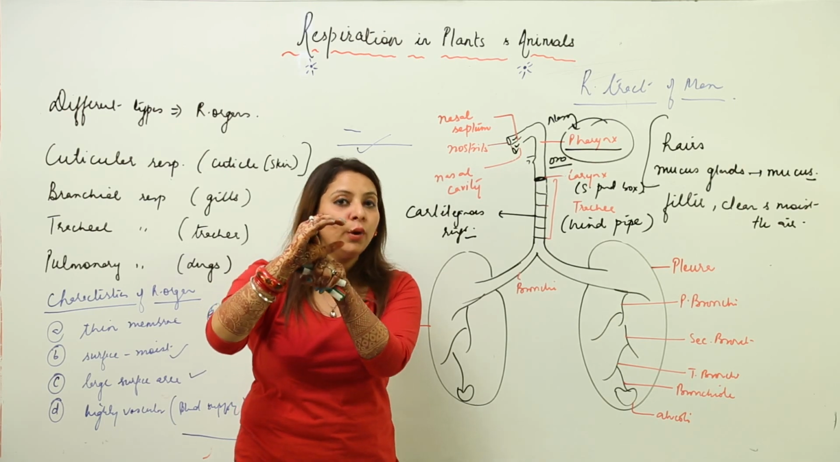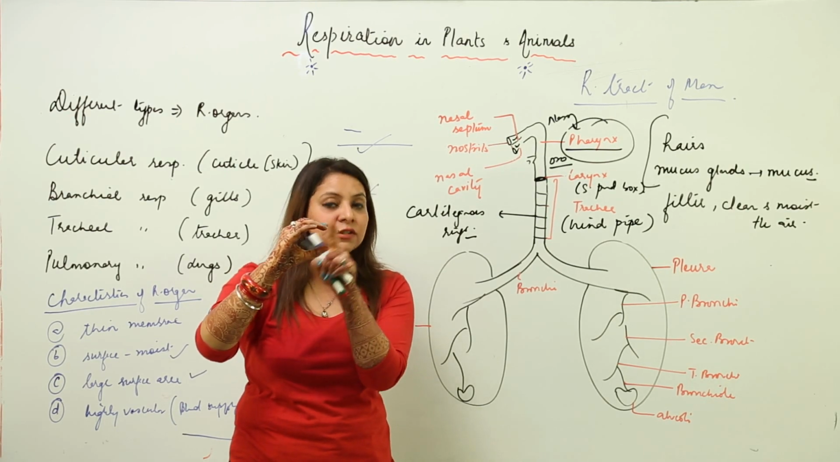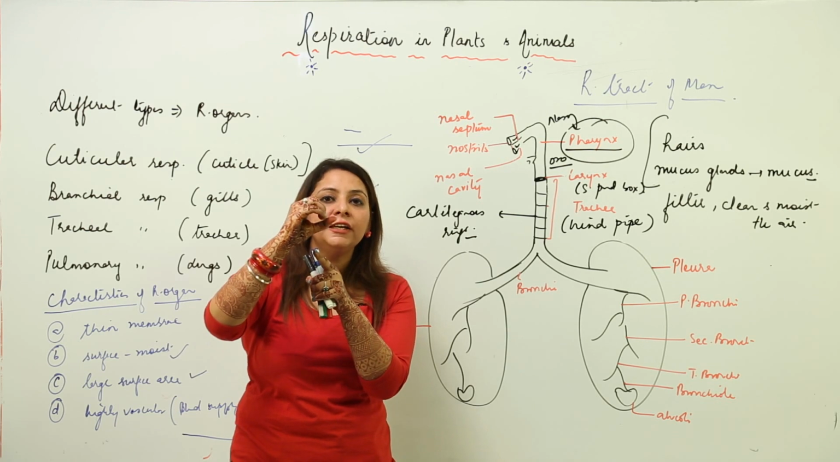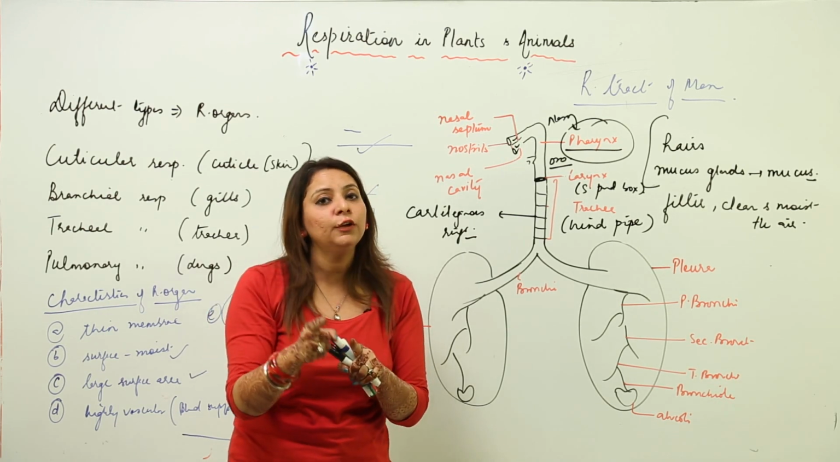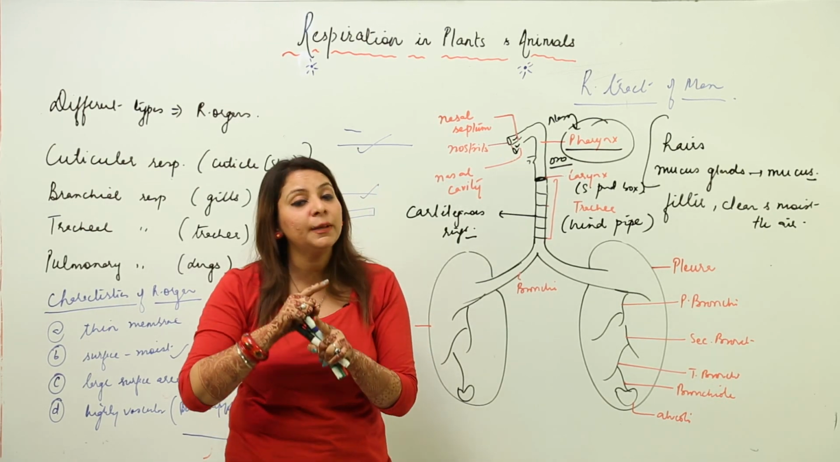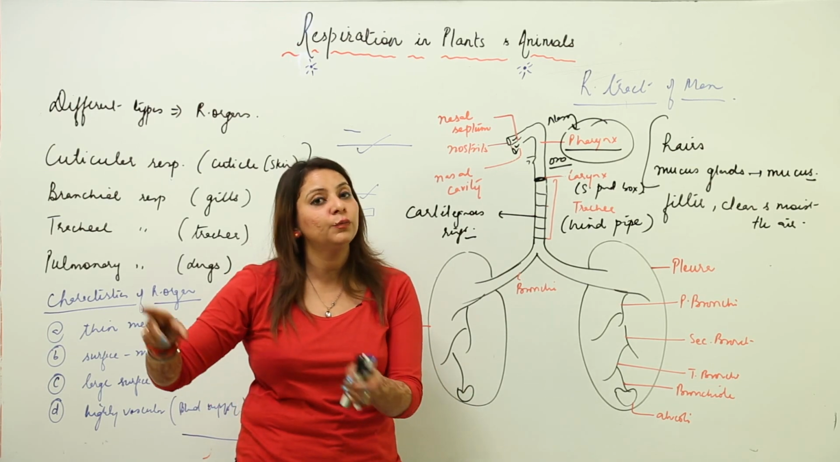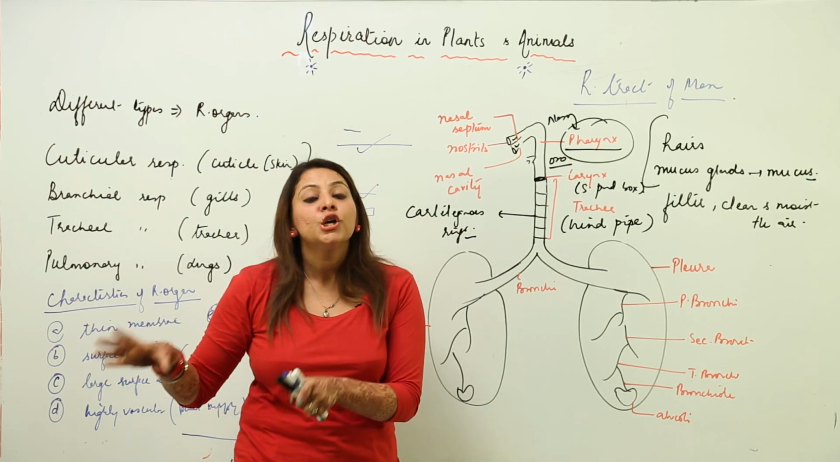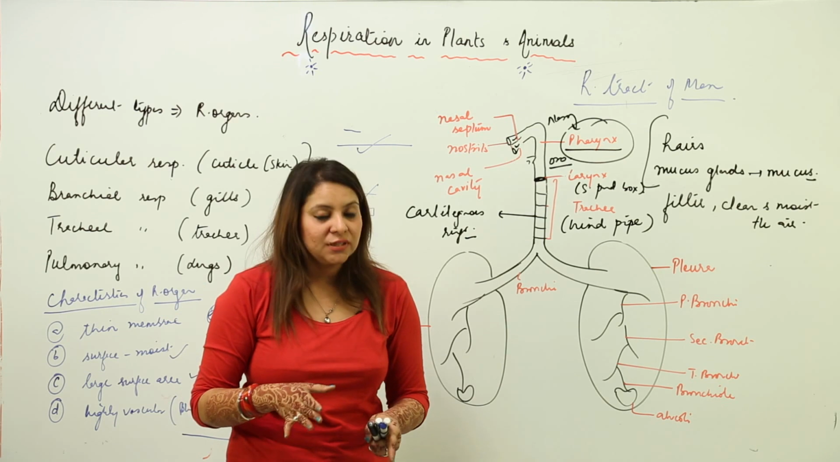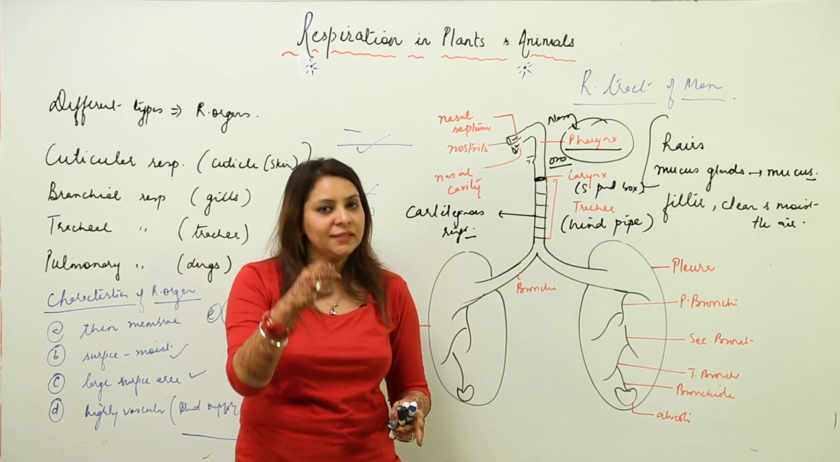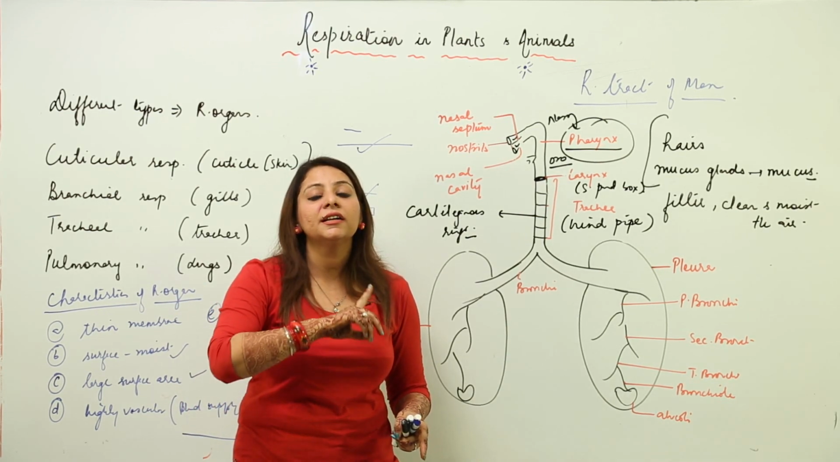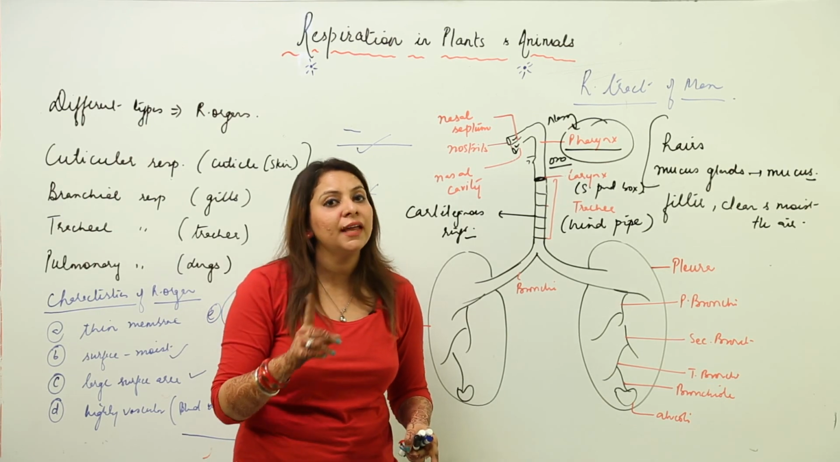Because if there is no air and if there are no rings, there might be a chance that the tracheal wall may collapse, and if the tracheal wall collapses, then you won't be able to respire, and the person will immediately die. So that is why we have cartilaginous rings which keep the tracheal wall stiff, so that it doesn't collapse when there is no air.